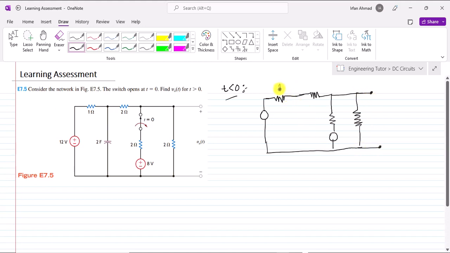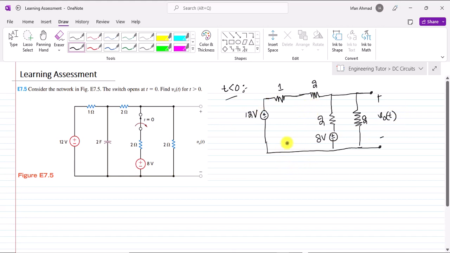So the value of resistance here is 1, here this is 2, the voltage here is 12 volts, here the resistance is 2 ohm, similarly the voltage here is 8 volts, this is 2 ohm, and the voltage or V naught of t is here. Okay, so now we have this circuit, and we have to analyze it for the V naught of t when time is less than 0.